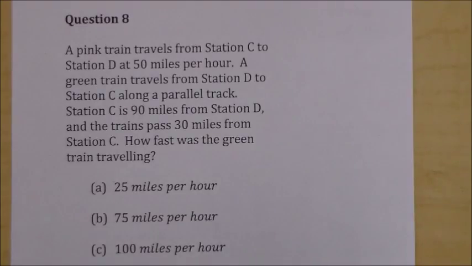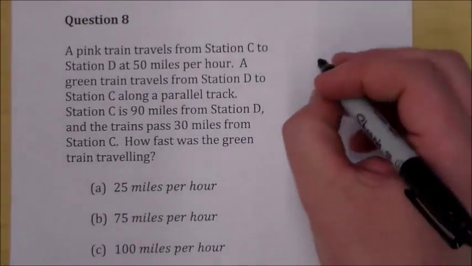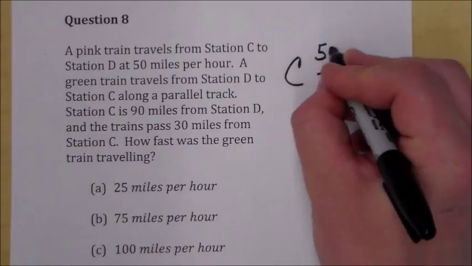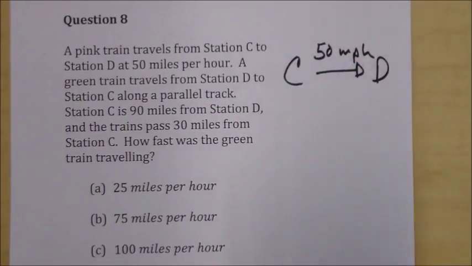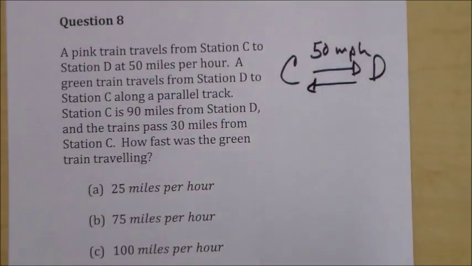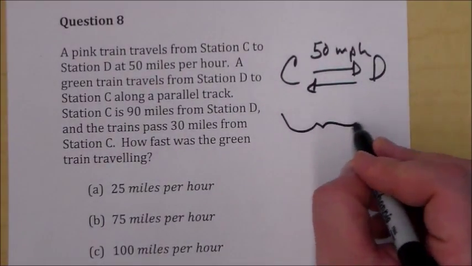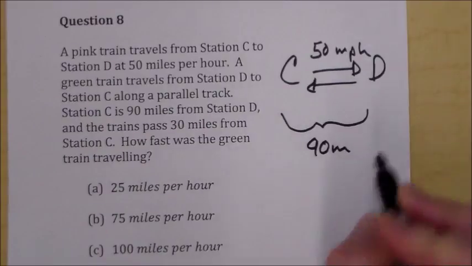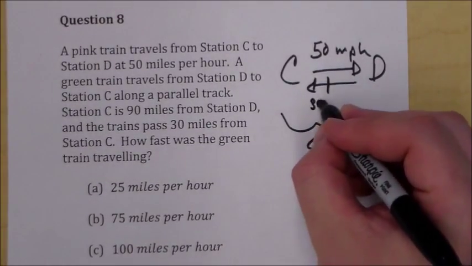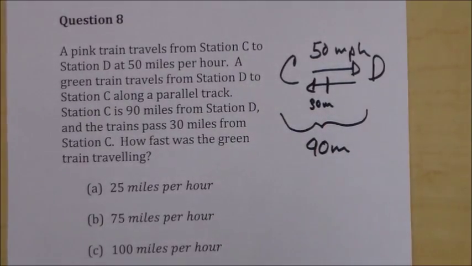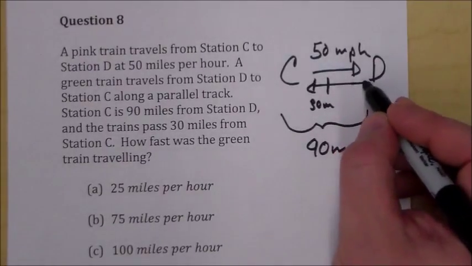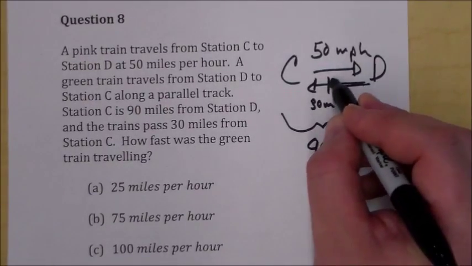Okay, question 8. A pink train travels from station C to station D at 50 miles per hour. A green train travels from station D to station C along a parallel track. The stations are 90 miles apart, and the trains pass 30 miles from station C. How fast was the green train traveling?